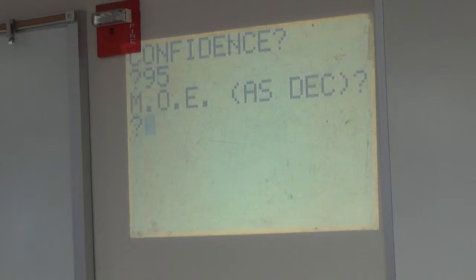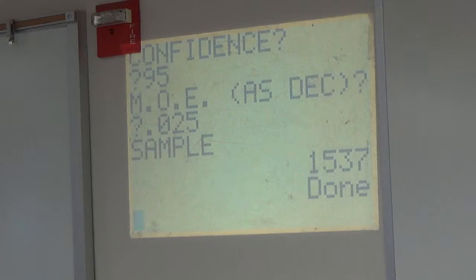And I make you put it in as a decimal because as margins of error get smaller, people screw up the decimals even worse. Or screw up the non-decimals even worse, I've noticed. And it becomes a coding nightmare. So, enter it as a decimal. So if you only want 2.5% error maximum, you better go get 1,537 people at least.